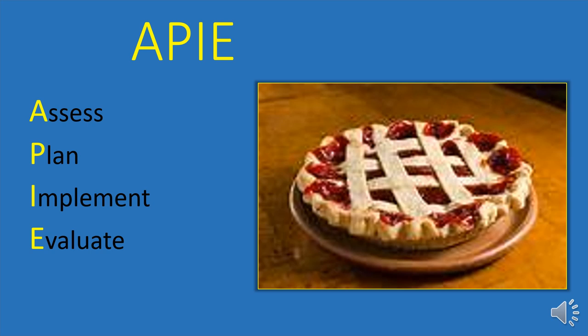And then we'll evaluate them with a benchmark exam. And then we'll look at that benchmark exam and go back and assess whether or not that's working. If it is, yay, we'll keep doing it. If it's not, we now have to plan something else and then implement that and then evaluate that. So using a pie kind of helps you envision that this is a cycle. It's a circle. You're constantly going around.